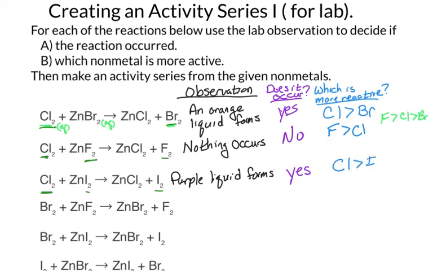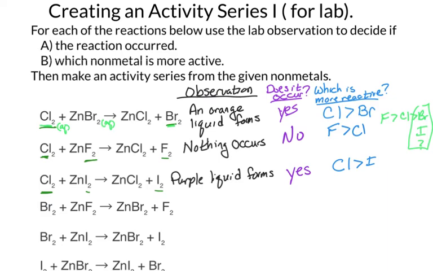So far in our activity series, we have fluorine above chlorine, and we know that chlorine is above both bromine and iodine. But we can't tell whether iodine or bromine is more active. So there's nothing yet that tells us that. So we'll have to try some more experiments.